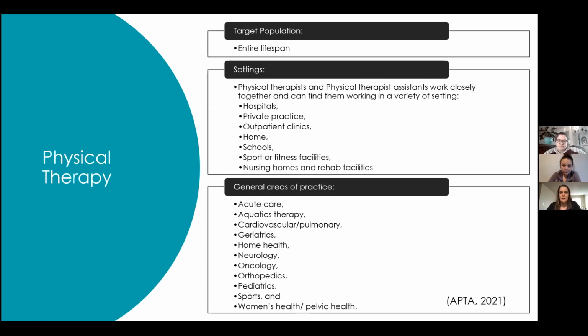The target population for physical therapy is the entire lifespan. Physical therapists and physical therapist assistants work closely together, and you can find them working in a variety of settings, including hospitals, private practice, outpatient clinics, home health, schools, sports or fitness facilities, nursing homes, and rehab facilities.